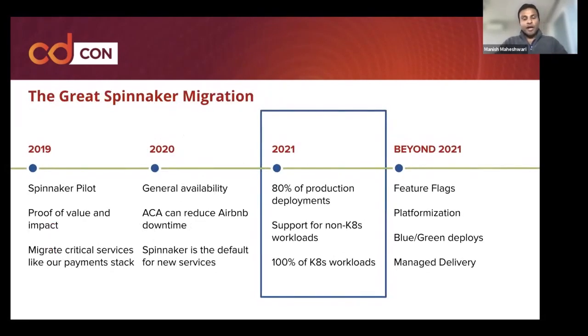On the timeline, in 2019, we completed the POC for Spinnaker and started the pilot. In 2020, we launched Spinnaker for all internal services within the company. We made it default for all new services. In 2021, we are adding support for new workloads such as data and AI/ML workloads. In future, we plan to add feature flags, blue-green deploys, and managed delivery. And managed delivery is basically a declarative approach to orchestrating releases according to the requirements rather than stitching specific release steps together.